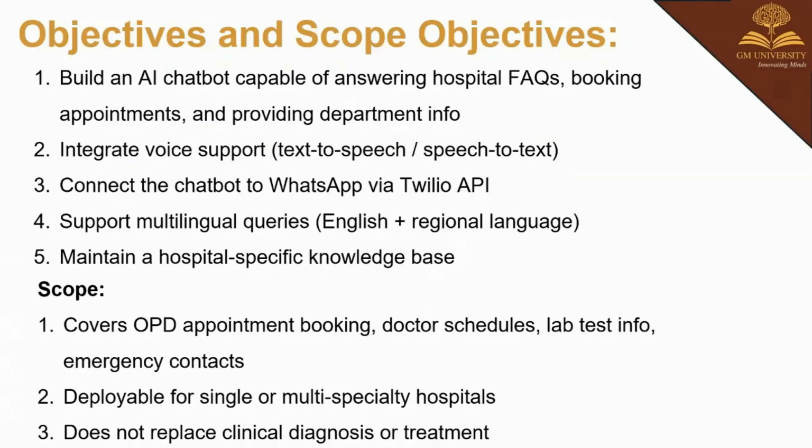And next we have the hospital knowledge base, means we maintain hospital specific knowledge, structured data like doctor details, schedules, departments, etc. And next we have the scope, means what the system covers and its limitations. It covers OPD appointment booking, doctor schedule, lab test information. And next we have flexible deployment, means it can be used in a single specialty hospital and a multi-specialty hospital. And next we have the limitation, means it does not replace clinical diagnosis or treatment.